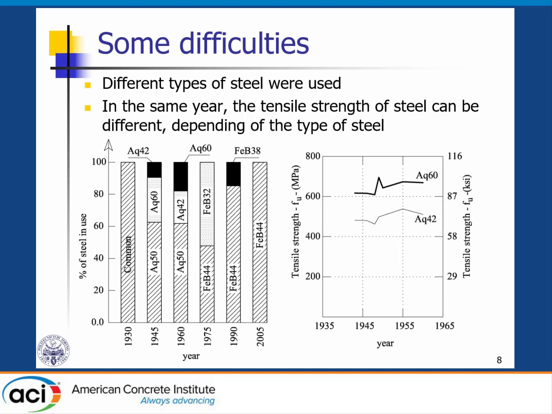But after the 1940s, we had these different types of steel. And as you can see, the percentage of use of this steel among the years is completely different. If you compare, for instance in this part of the last century, two types of steel for the same year, you have a different value of tensile strength. The difference could be also 100 megapascal, so it's quite high. So the first problem is that in the same year, you can have steel of different qualities.